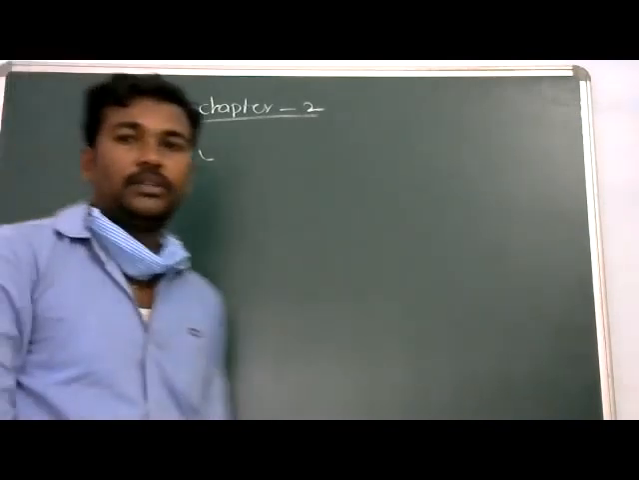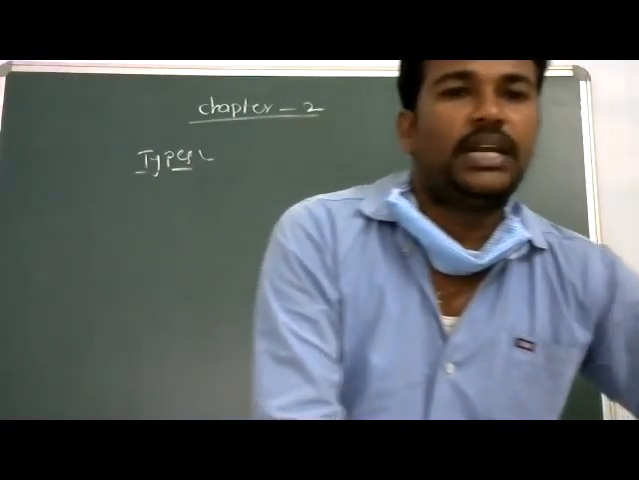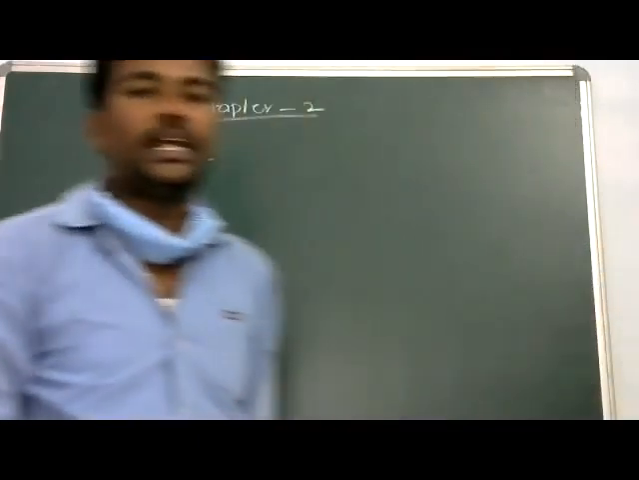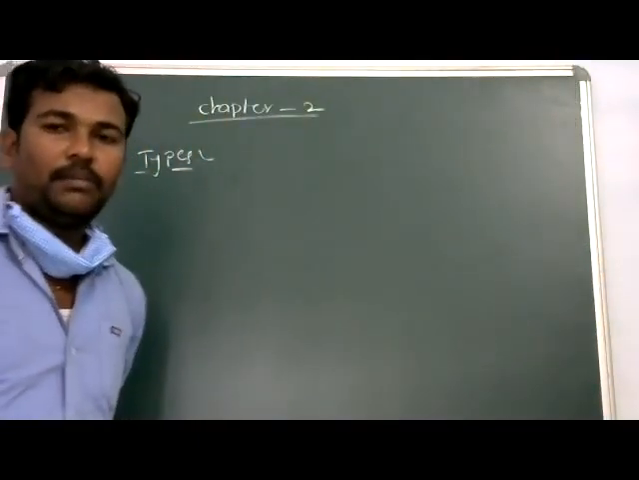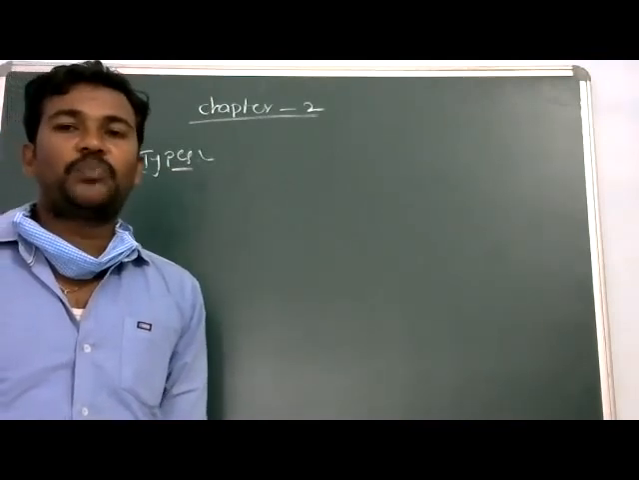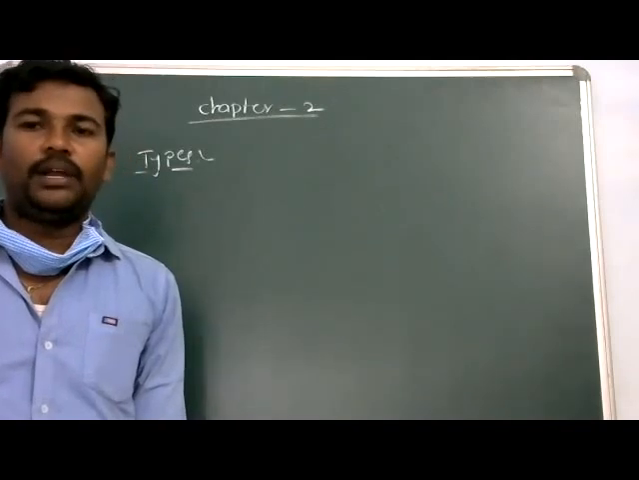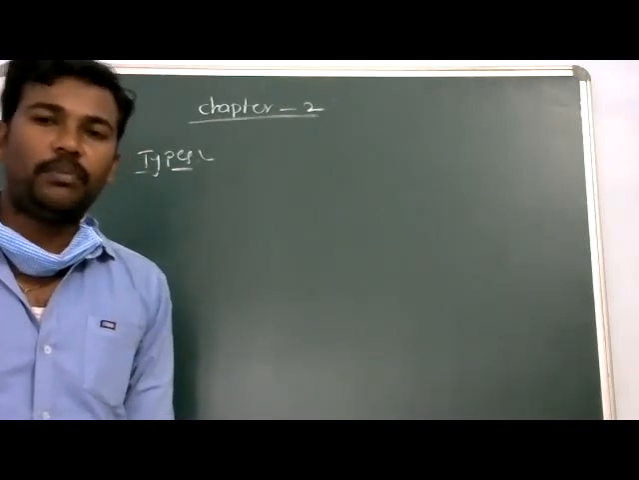In polynomials, so many types are there. The types of polynomials are decided by the degree of the polynomial. First of all, what is meant by degree? The highest exponent of the variable is called the degree of the polynomial.